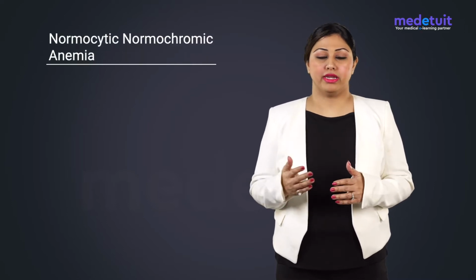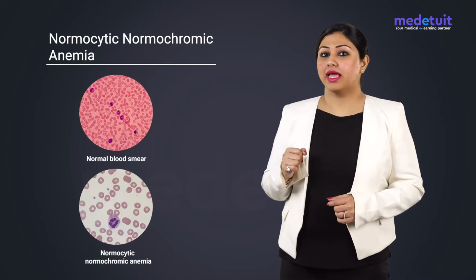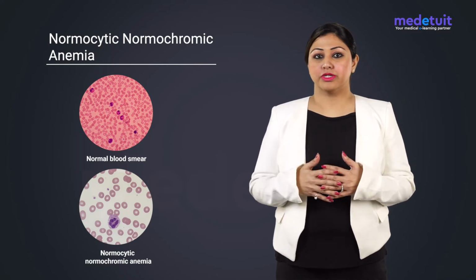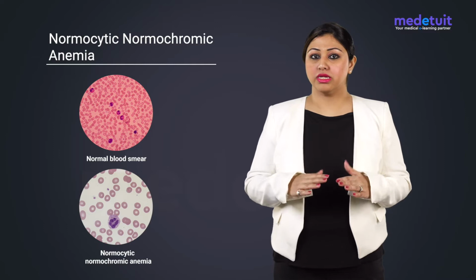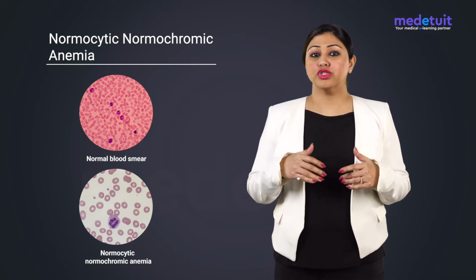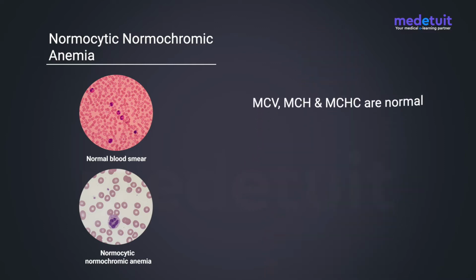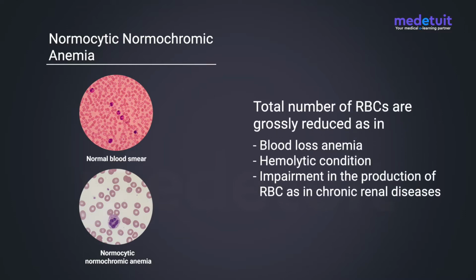The second type is normocytic normochromic anemia. So have a look at these slides. It gives you a fair degree of comparison between the normal number of RBCs and the reduction in normocytic normochromic anemia. So what you will see, the values like MCV, MCH and MCHC are all normal. Here the total number of RBCs are grossly reduced, as in blood loss anemia, hemolytic conditions, impairment in the production of RBC as in chronic renal diseases.